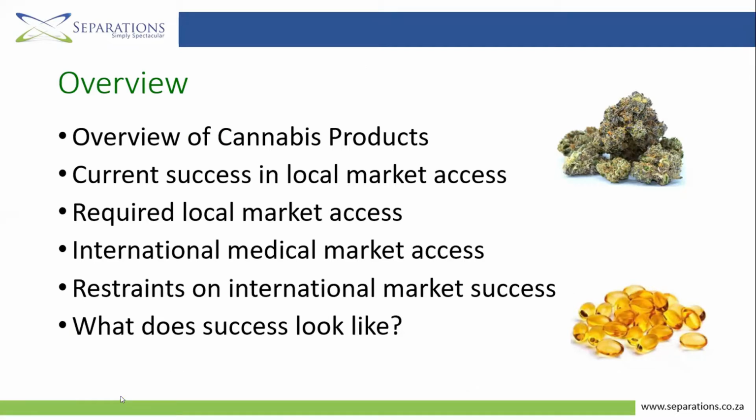and then looking at the international, more specifically the medical market. But if we do what we need to in the local market, we will very easily be able to participate in international adult use markets when they are open to imports. And then obviously, what are the restraints on international markets? We talked about offtakes, we talked about a few things. So there's quite a lot to be said about the restrictions and restraints. And then lastly, what does success ultimately look like in the industry?